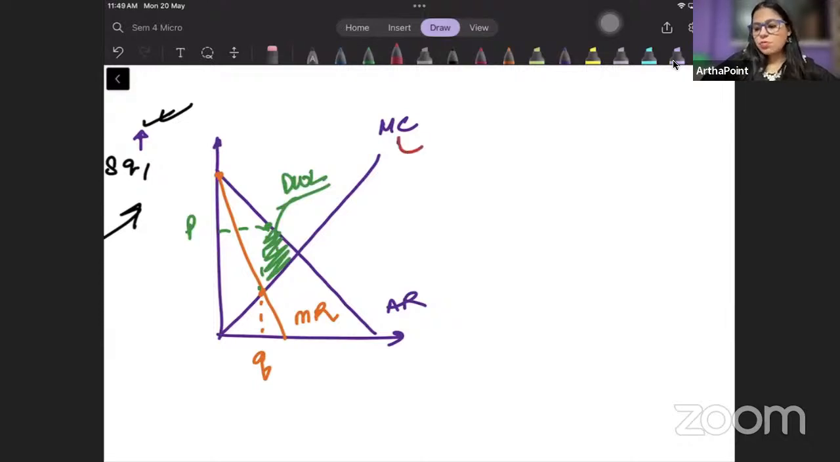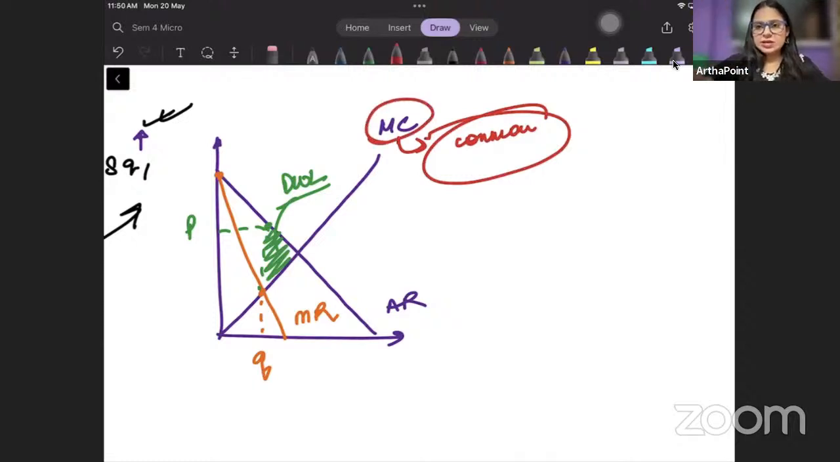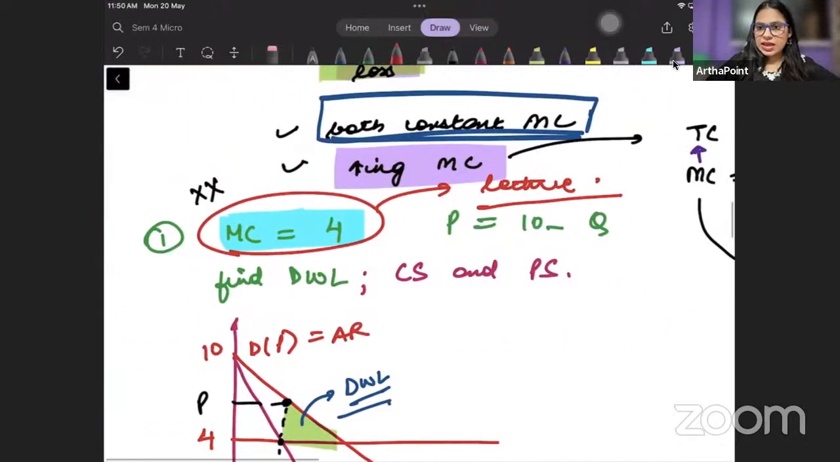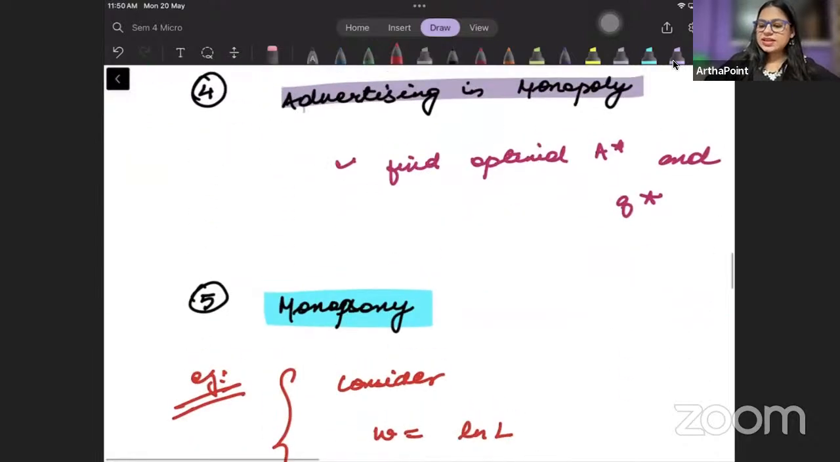This is a more common kind of question that can come in exam. They will ask you deadweight loss, but marginal cost can be increasing. समझे? Marginal cost is not a constant thing, but it's increasing. So this can be asked in exam. ठीक है बेटा, the next thing that can be asked in exam is advertising in monopoly.